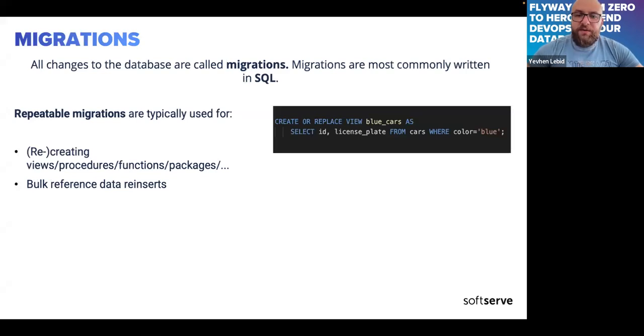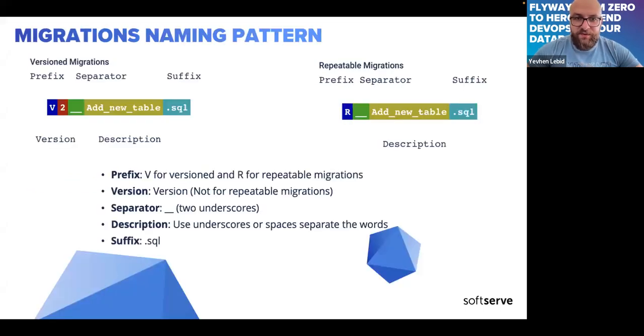If we speak about the naming convention for these migration files, the file name should consist of a prefix. It's the letter V for versioned migrations and the letter R for repeatable. Versioned migrations also have a version, but it's not applicable for repeatable migrations. Then we should have a separator, and by default, it's two underscores.